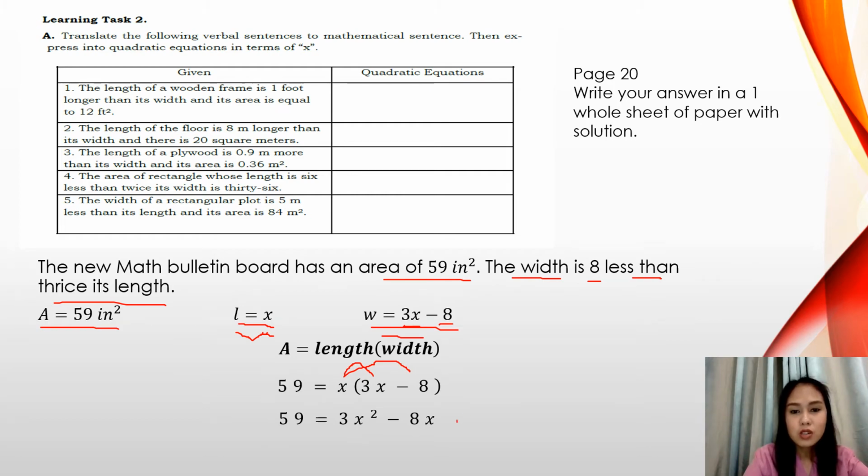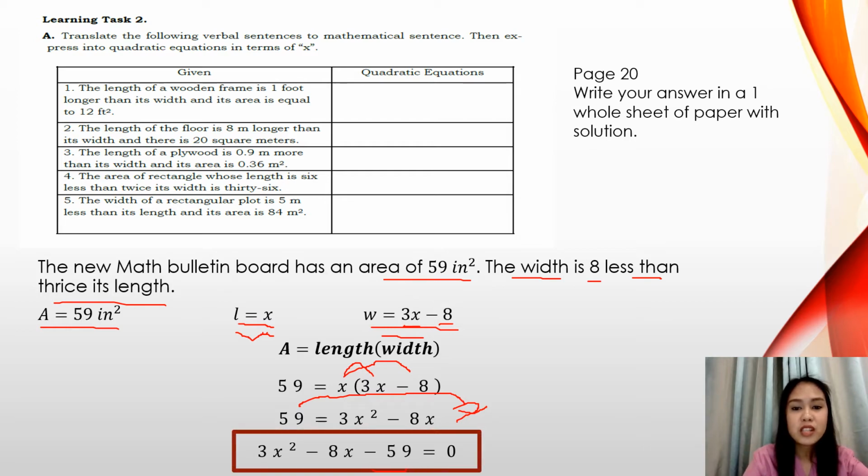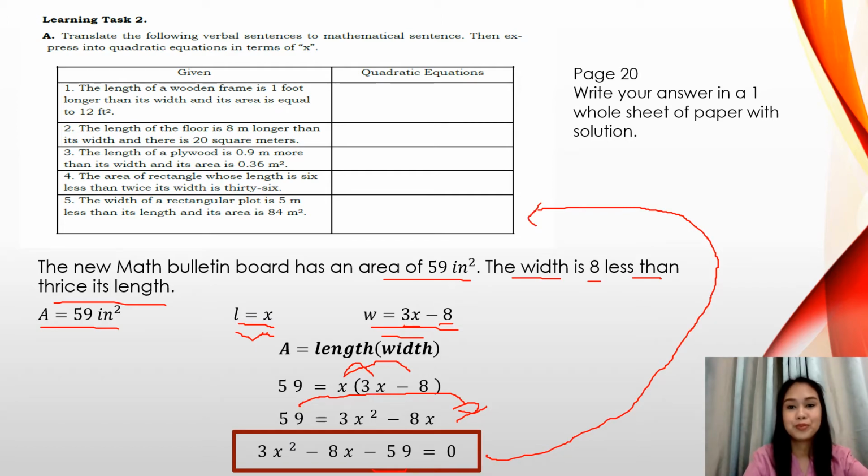Now, this is already a quadratic equation, but it would be better if you can transform it to its standard form, which is 3x squared minus 8x minus 59. It becomes minus 59 because we have transposed this 59 to the other side of the equation. That's why it's minus 59. We changed the sign. Now, this quadratic equation in standard form is what you're going to answer here in learning task 2. All right.